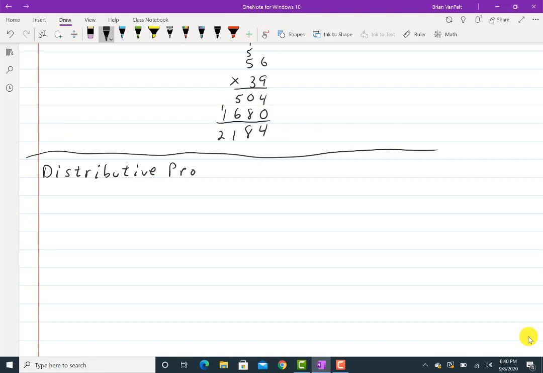Next property is not one that I'm going to be doing a whole lot with right at the moment, but it's useful for developing what we're going to do next. Look at what I have here. I have 2 times 7. We know that that's equal to 14. But let me do it slightly differently.